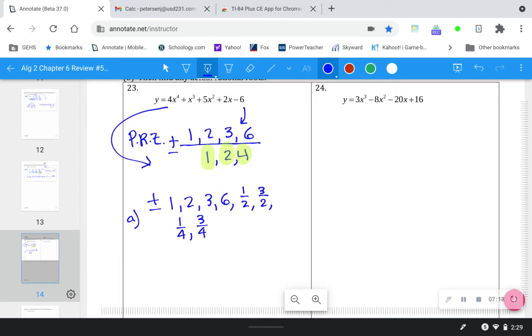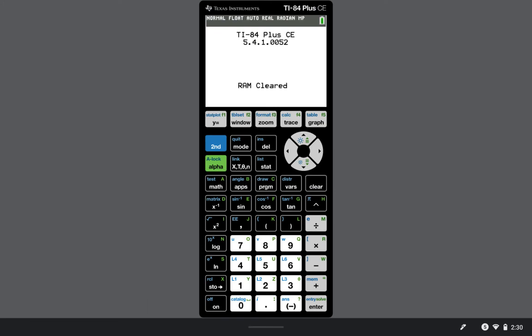What you're going to do is graph the function and find out where it crosses the x-axis, looking for rational answers. So let me go to my calculator. Once I'm there, I'm going to go to my y equals key, and I'm going to type in 4x to the fourth, plus x cubed, plus 5x squared, plus 2x, and minus 6. So I got the function typed in. I'm going to hit the zoom key and choose choice number 6 for zoom standard.